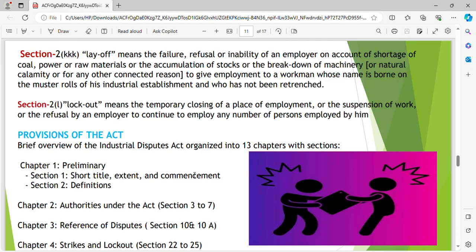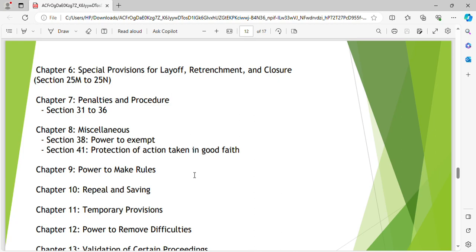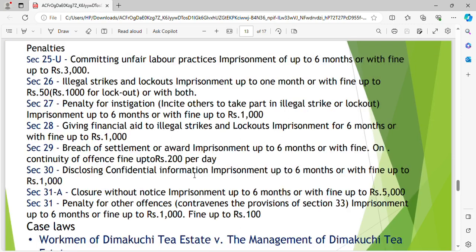Section 2K and 2 clearly give you the definitions of layoff, lockout and so on. And lockout also we can see, and chapter 6 gives you a picture of special provisions, chapter 7 penalties, and chapter 8 gives you powers to make rules, repeal and savings, temporaries and so on.